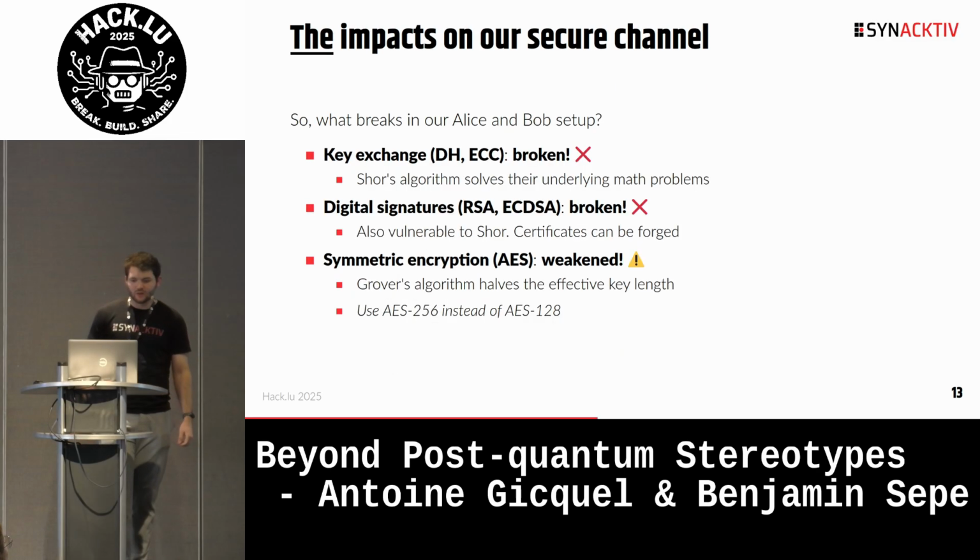Regarding our Alice and Bob setup, what breaks? The key exchange that we currently have with RSA, Diffie-Hellman and elliptic curve cryptography breaks because it's based on discrete log or integer factorization. Same goes for digital signatures like RSA and ECDSA. They're based on integer factorization or discrete log. And symmetric encryption is just a warning point because you have to use longer keys, but basically it remains okay. So we have to work on key exchange and digital signatures.